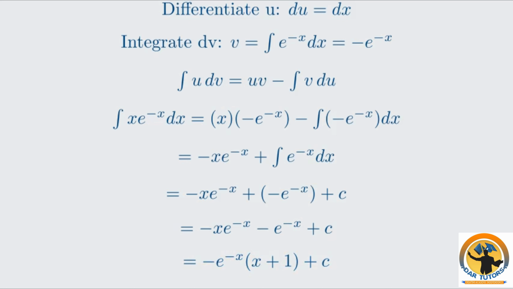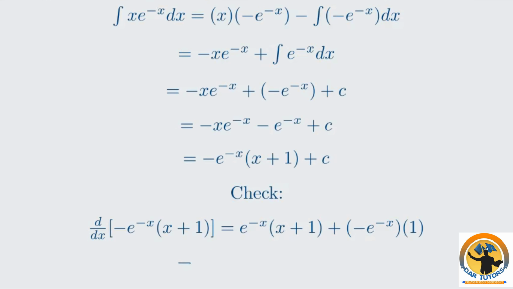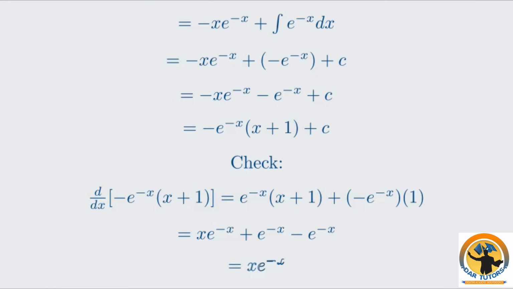To verify our answer, we can differentiate it using the product rule and check if we get back our original integrand. The derivative of our answer is e to the power of negative x times x plus 1 minus e to the power of negative x. This simplifies to xe to the power of negative x, which is exactly what we started with. This confirms our solution is correct. Let's try another example. This time, we'll find the integral of x times cosine of x.